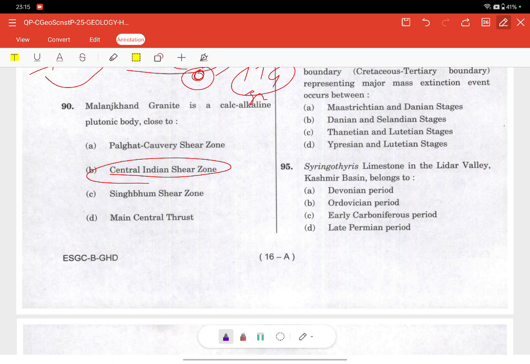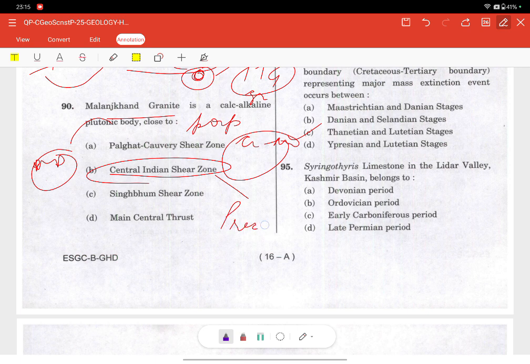Melanchthon granite's location is present in the Balghat district, Madhya Pradesh, and it is really famous for the porphyritic granite, and it hosts this copper molybdenum mineralization. It has India's largest copper deposit. Okay, so it is close to the Central India Shear Zone because it's a Precambrian transcurrent shear zone.